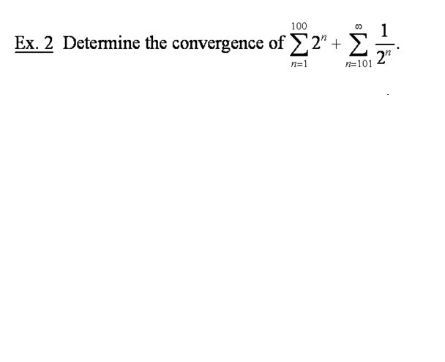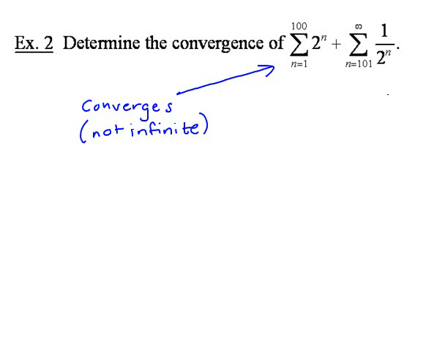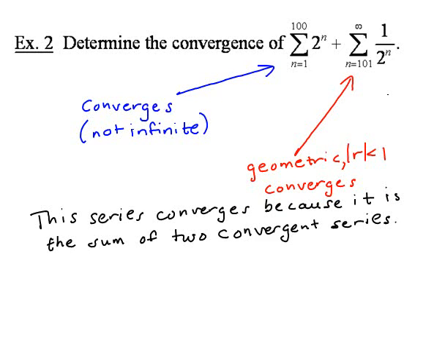In example 2, I don't need to use any tests to determine the convergence of this series. The series 2 to the n for n equals 1 to 100 is a finite series, so it definitely converges. The second series is geometric with an r value of 1/2, which is less than 1, so it also converges. The sum of two convergent series converges, so this series converges.